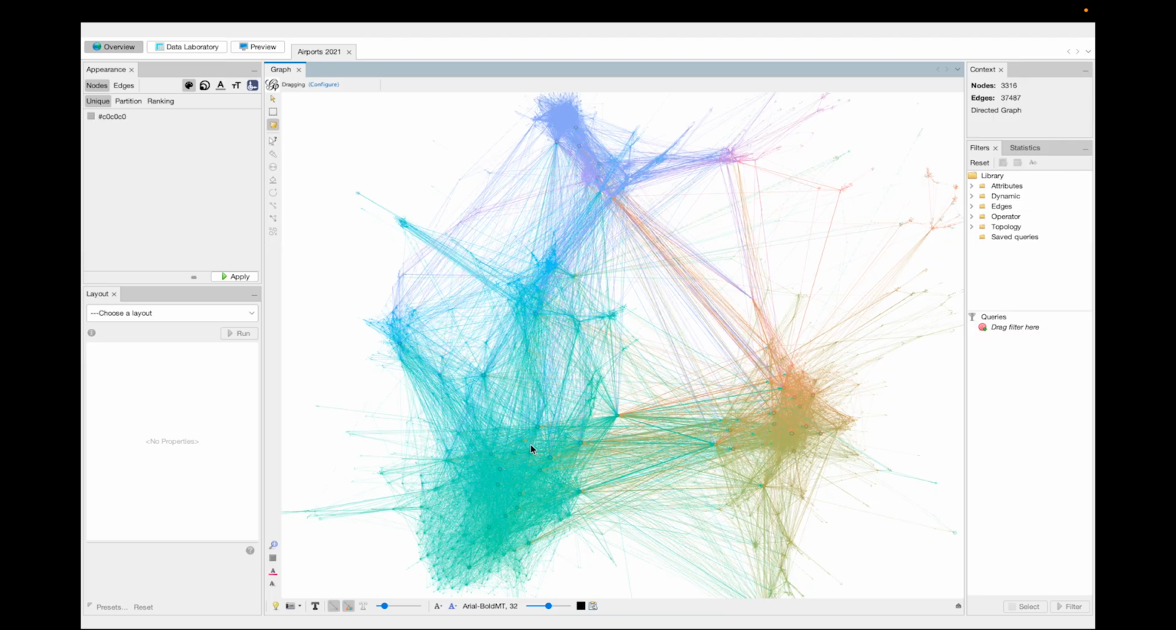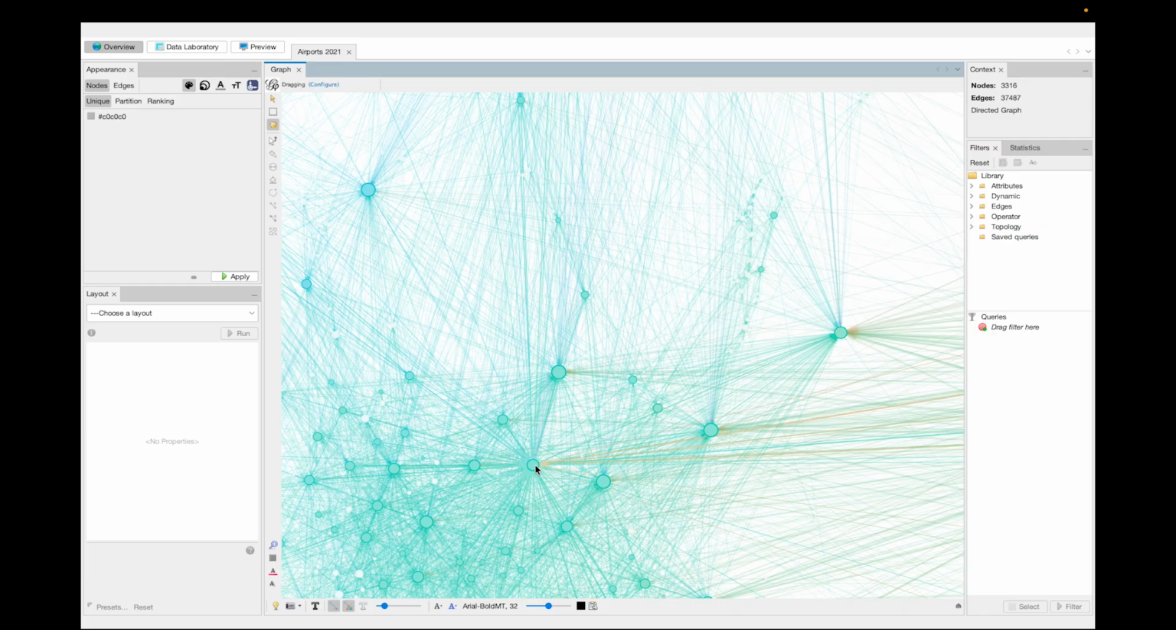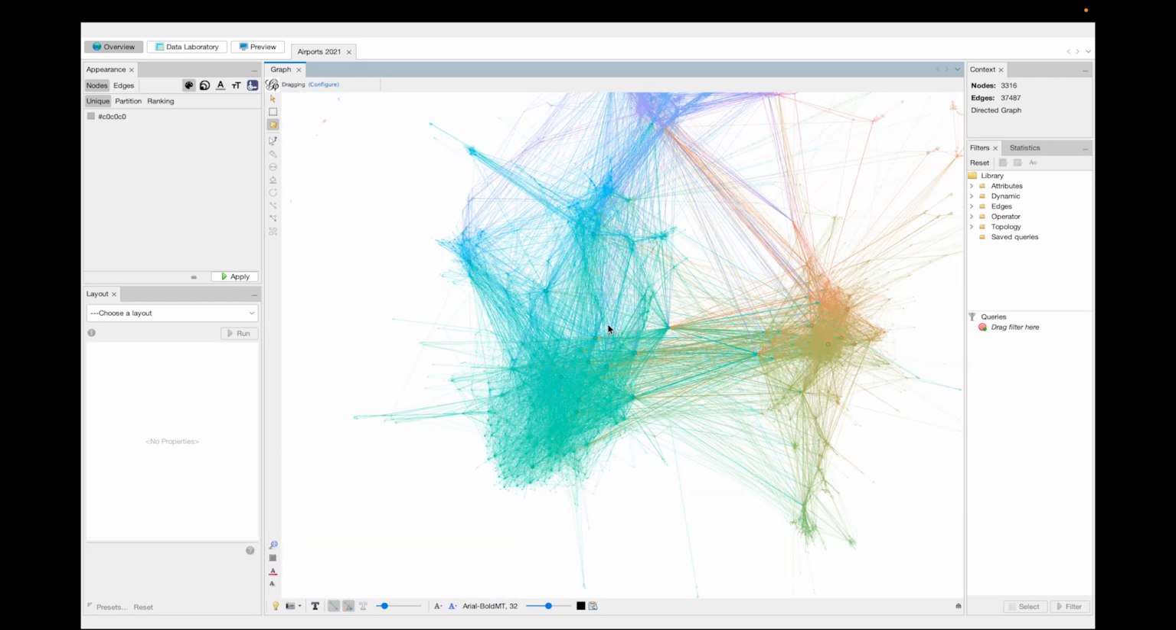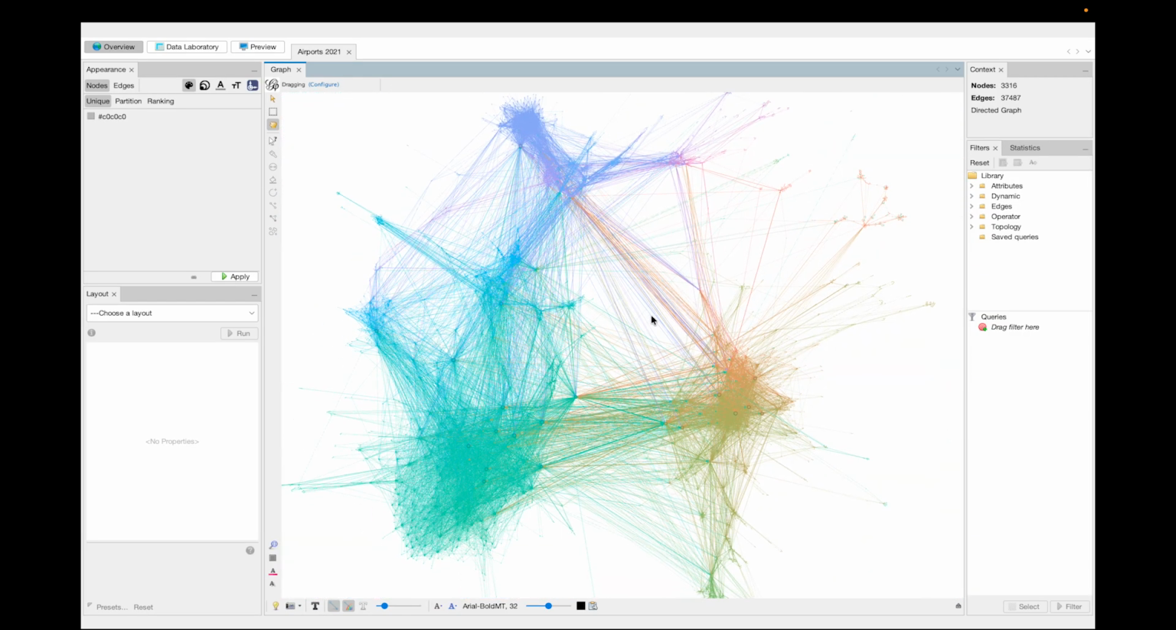I just want to show you that we do have nodes and we do have edges. And in this case, they represent airports connected by airlines. And so, as I said, the layout has already been computed once, and you can just remember that we have the green on the bottom left, the yellow on the bottom right, and the purple on top. So what I will do is compute the layout again.